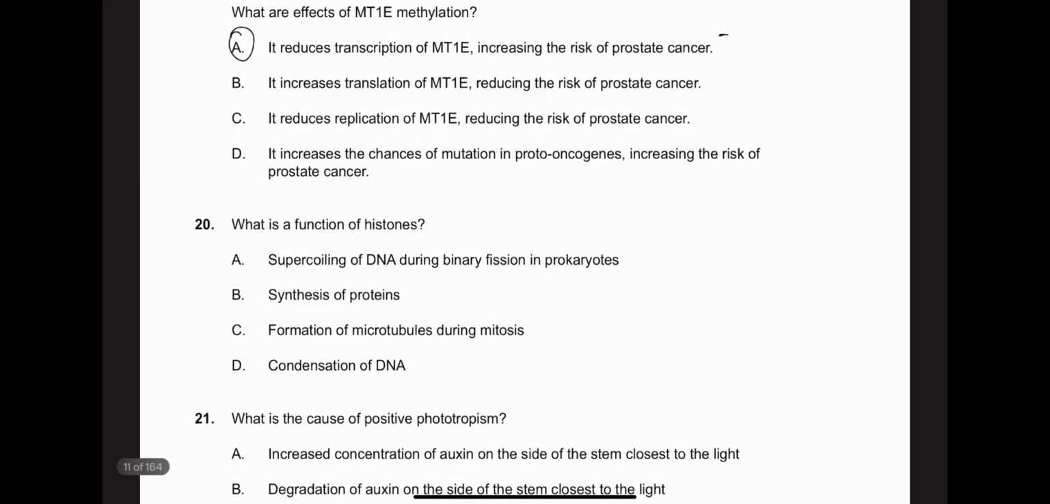Okay, 20. What is the function of histones? Supercoiling of DNA during binary fission in prokaryotes. Prokaryotes do not have histones, so not true. Synthesis of proteins, not true. Formation of microtubules, that is just not the role. And condensation of DNA is exactly the role of histones.